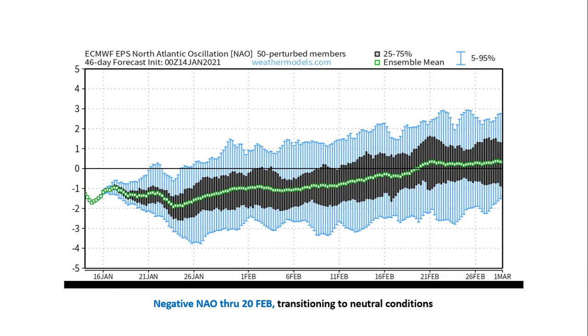Looking at the European EPS NAO 50 members out in 46 days, out to around the 1st of March actually. And look at the green line there, the ensemble mean or average showing a negative tendency to the NAO through the 20th of February, all the way out to the 20th of February. We're looking at 35 days from now, 36 days out, still negative. Impressive. Very persistently negative, I must add. Eventually, this model shows the NAO transition to neutral conditions.